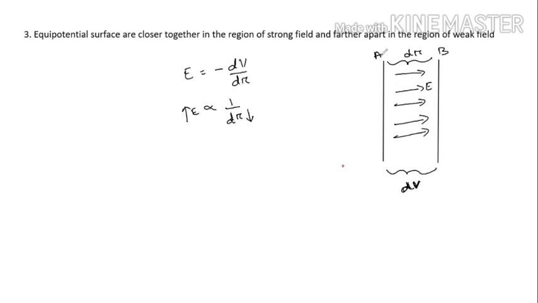Okay, so let's just say that this is any surface, this is an equipotential surface. Let's just say that the potential for this plane A is VA. So that means at every point over this plane, you will have this same potential, which is VA. And the potential for this plane B, let's just say that is VB. So that means this is also an equipotential surface.